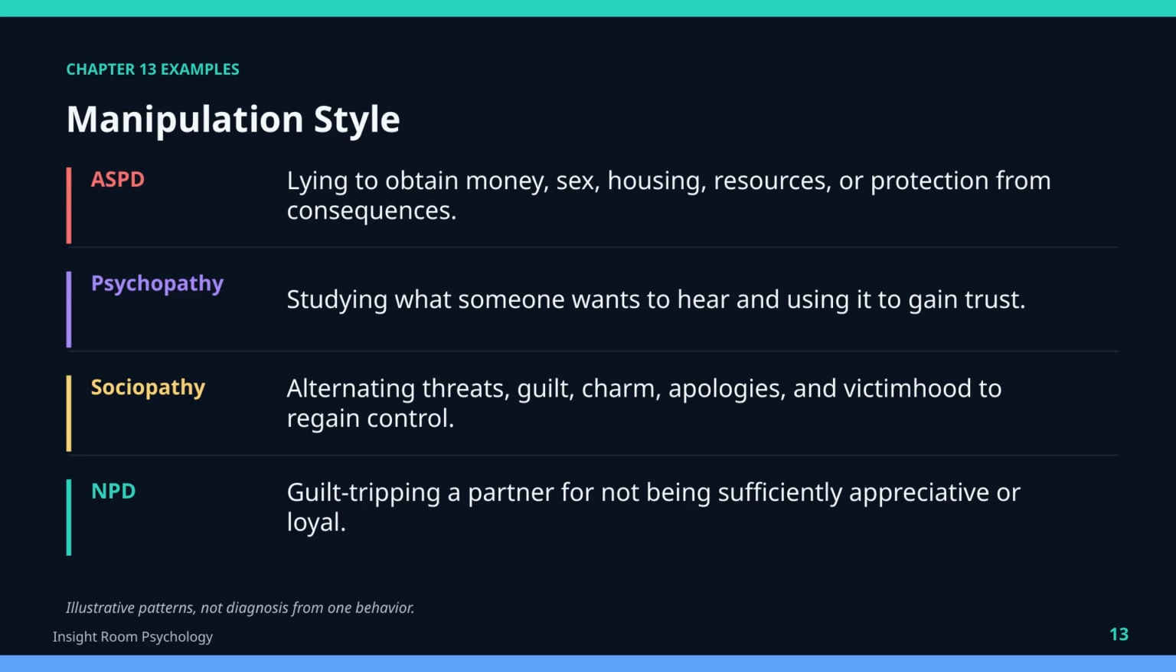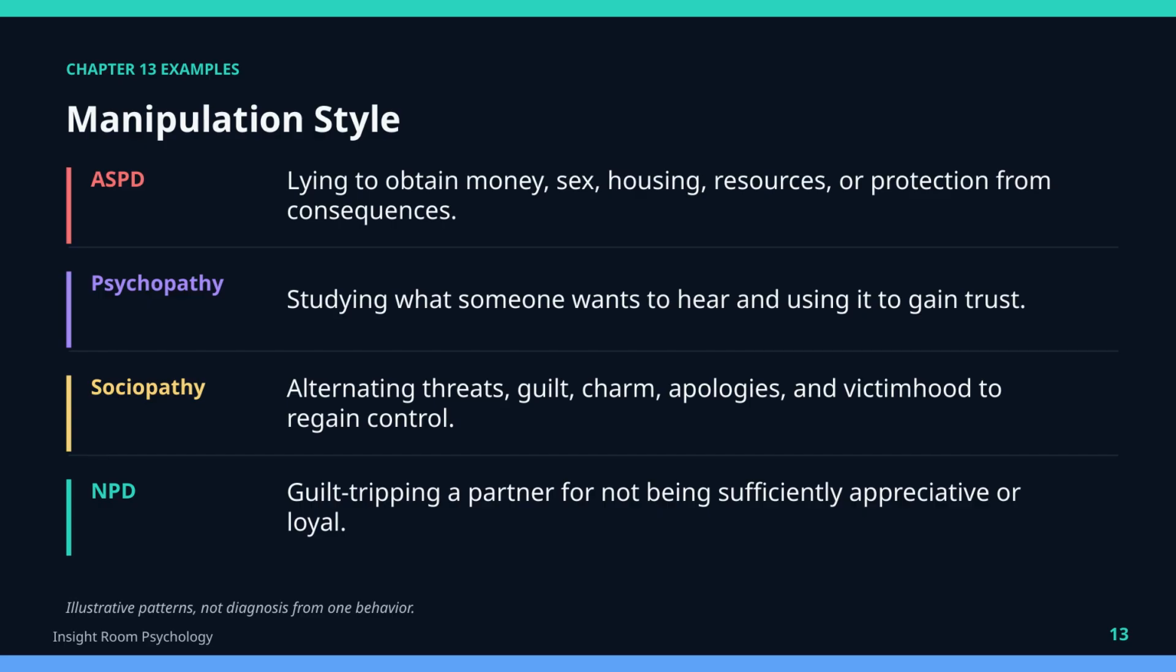With sociopathy, the term is often used for manipulation that seems erratic, emotional, volatile, or unstable. For example, someone may alternate between threats, guilt, charm, apologies, and victimhood to regain control after a conflict.